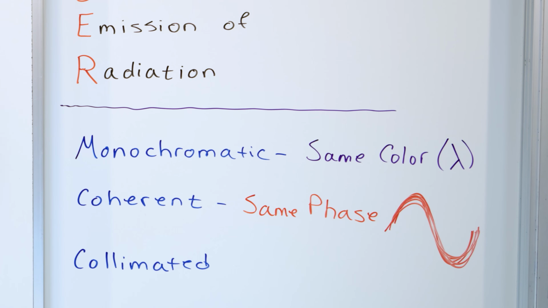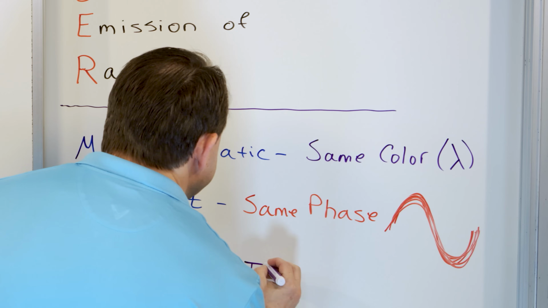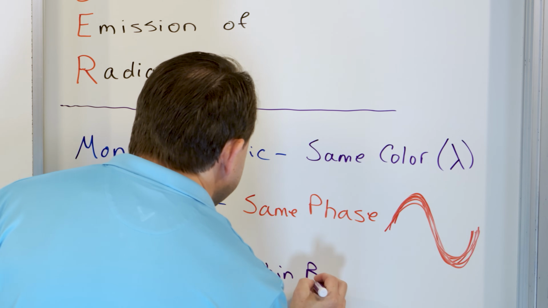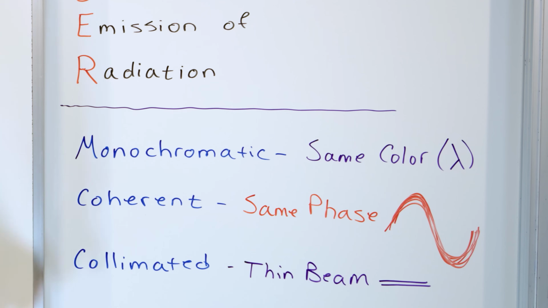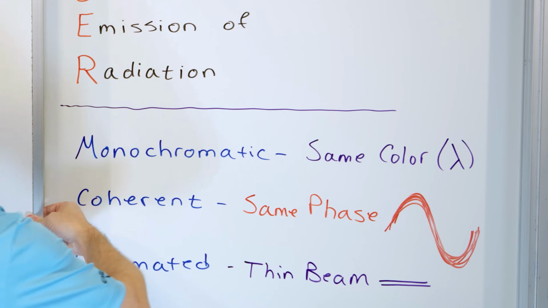All right. Next, we say that it's collimated, which means it's a thin beam. And you all know that laser light has that very thin beam. So we're going to talk about all of that. So these are the properties of a laser.